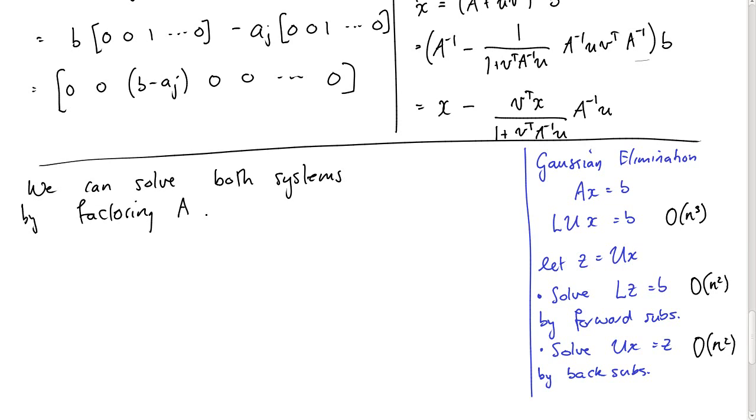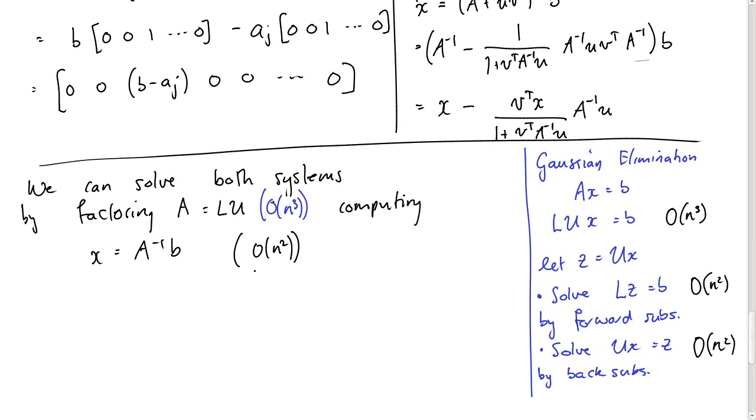So going back to our problem, we can solve both of these systems by factoring A equals LU, then computing x equals A inverse b. That's just doing the forward and then backward substitutions, order n squared. The factorization step costs order n cubed. Computing x equals A inverse b is order n squared.